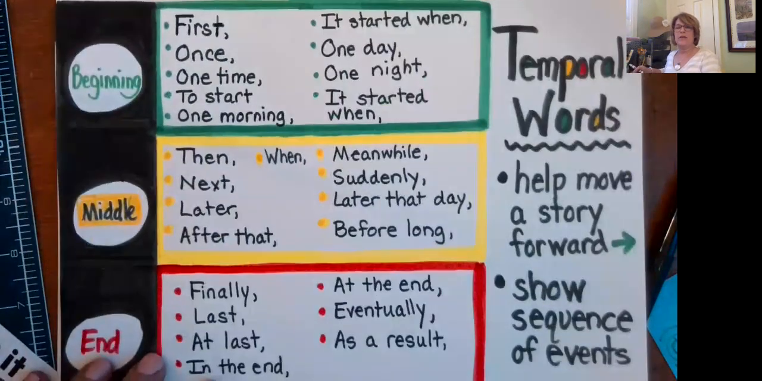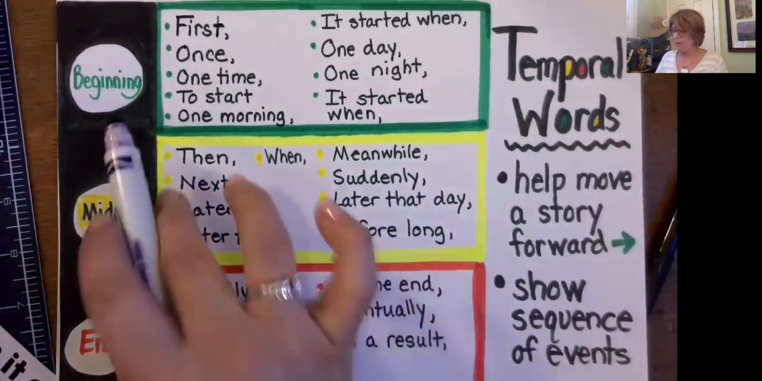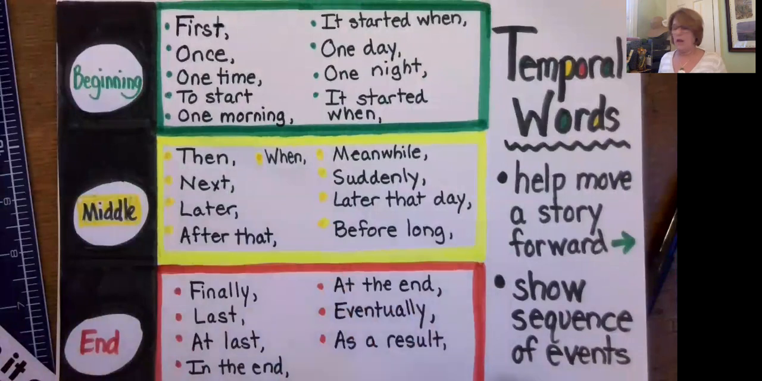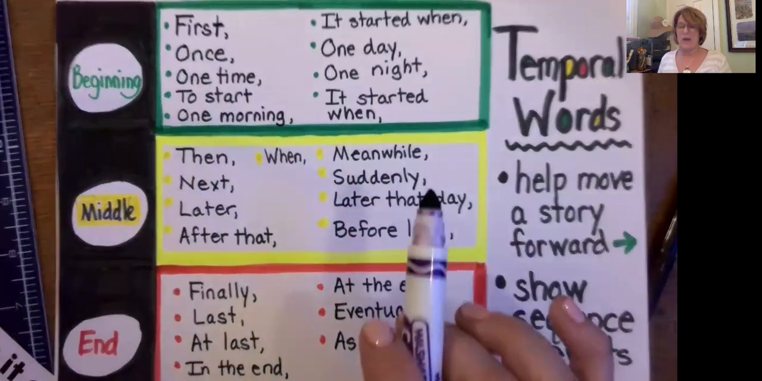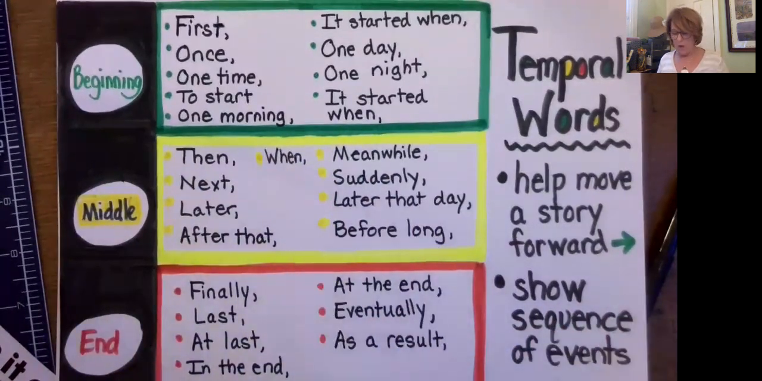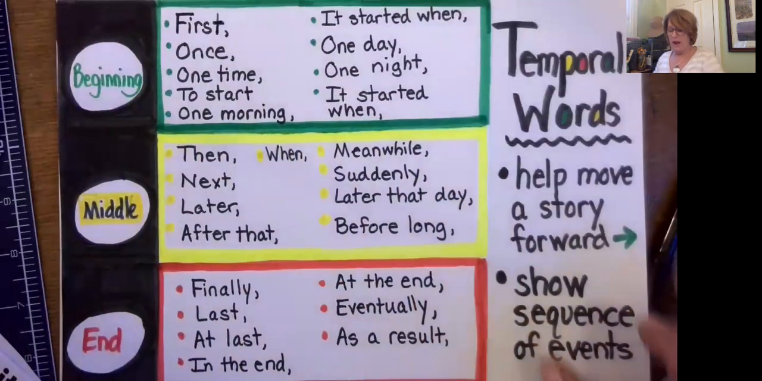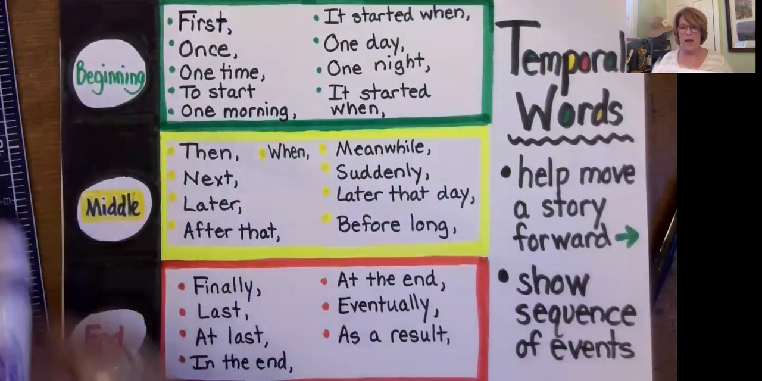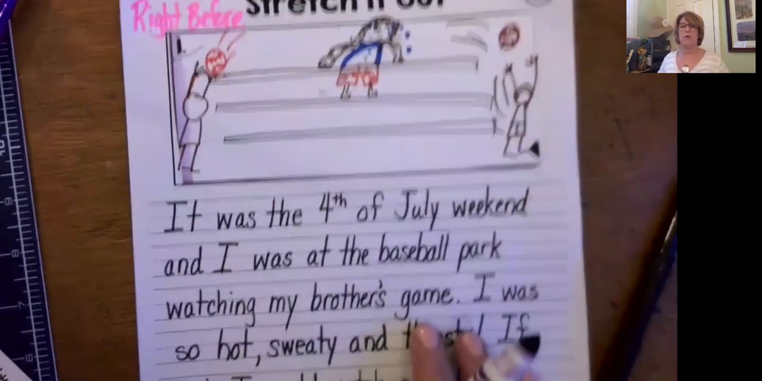Glad you're back. Now let's remember this. This was from yesterday. I made this chart to show us some temporal words for the beginning, the middle, and end of our writing, and I'm going to use this today on my own stretch it out papers to add some temporal words to make my writing better. Before I choose a word, I have to read the beginning of my stretch it out paper.